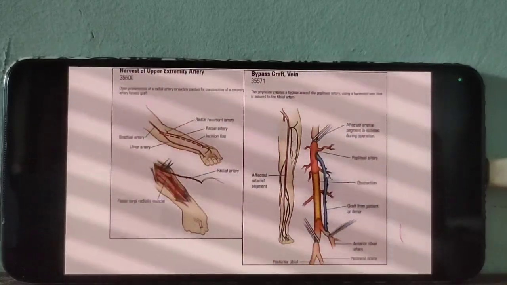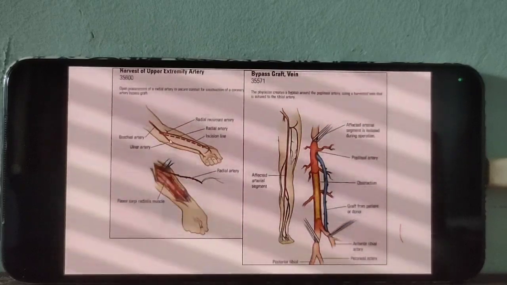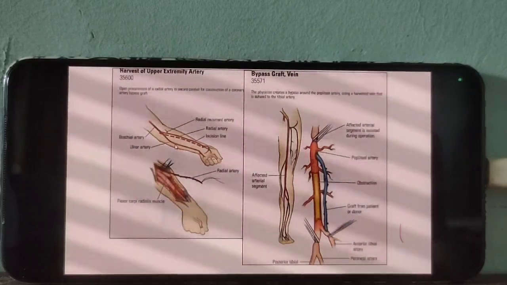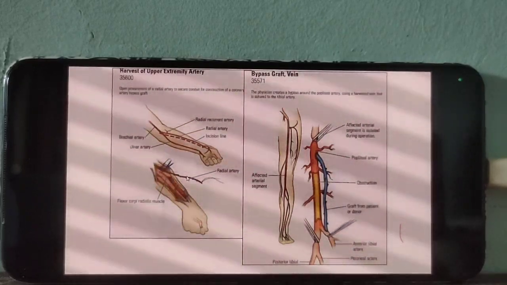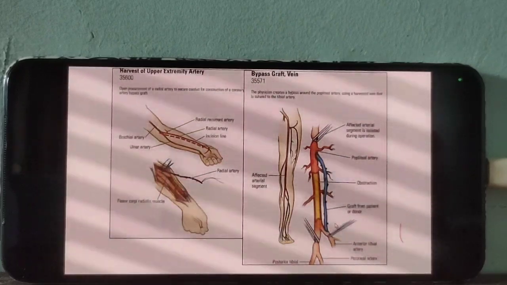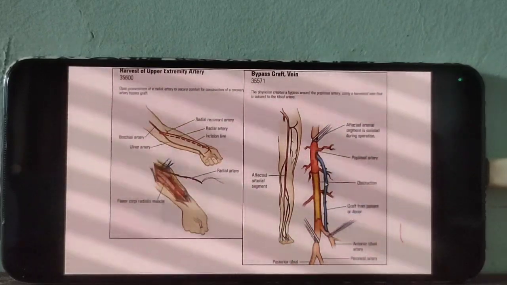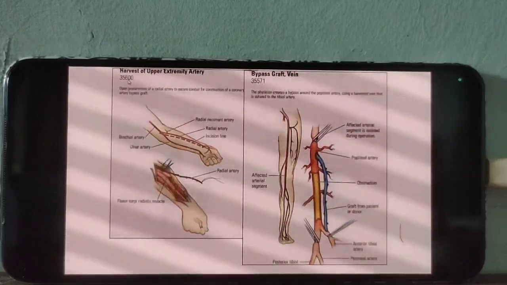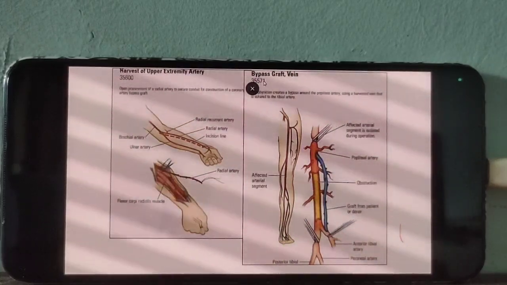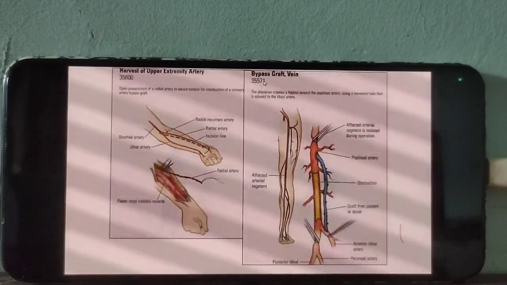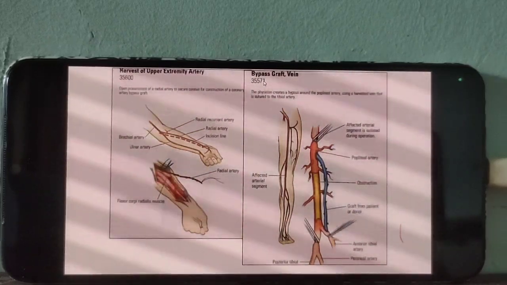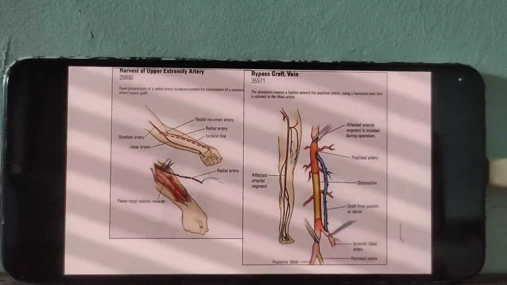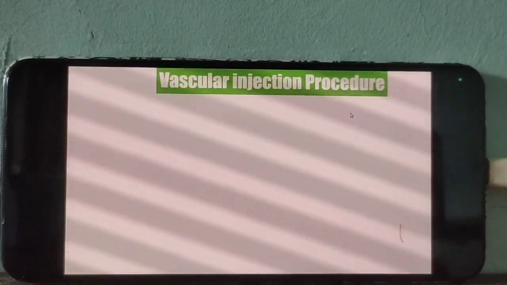Then see that this is a grafting. So we harvest the arteries or veins from the upper or lower extremity, and the doctor creates an alternative route. So this is grafting. Harvesting of artery from the upper extremity 35600, for grafting 35577.